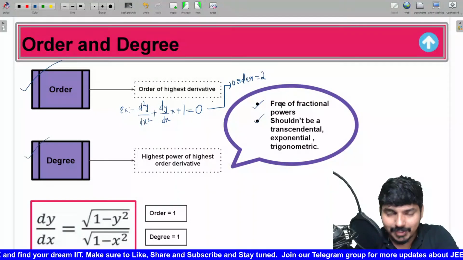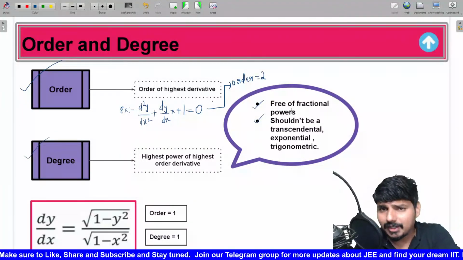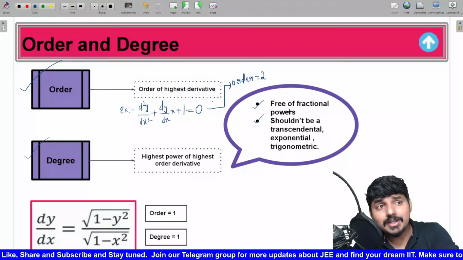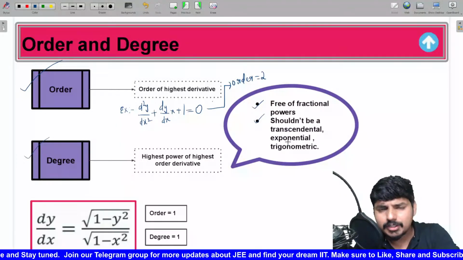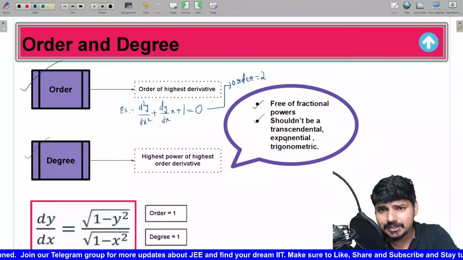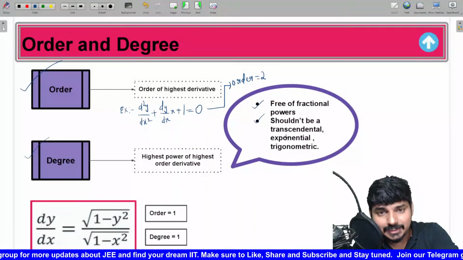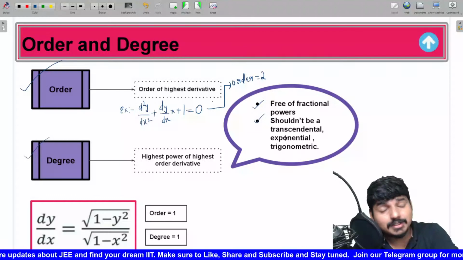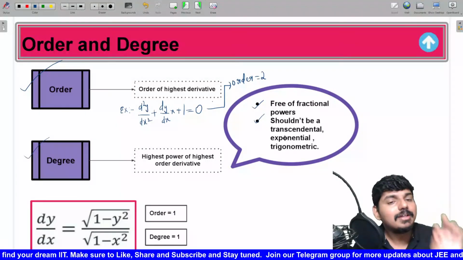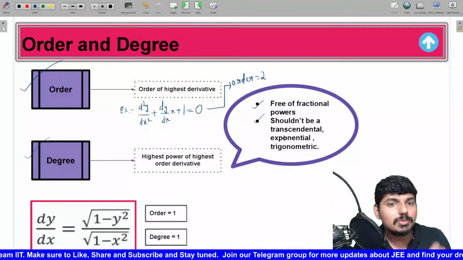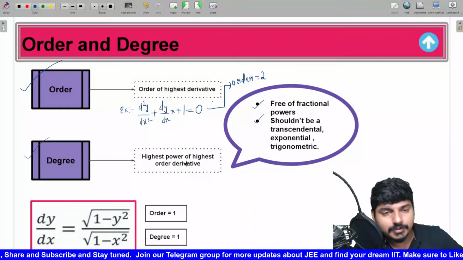Well, any derivative should be free of fractional powers, both positive and negative. The second point, the derivative should not be a part of any transcendental function: exponential, trigonometric, logarithmic. So if these two conditions are satisfied, then we can say that the degree is defined for that differential equation. And how do we figure out the degree of that differential equation, everyone? Very, very simple. All you have to do is see the highest power of the highest order derivative.